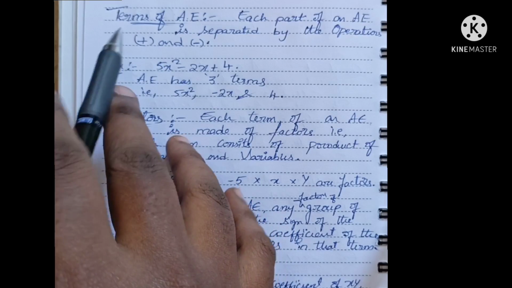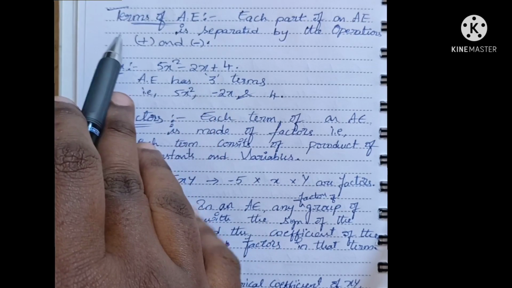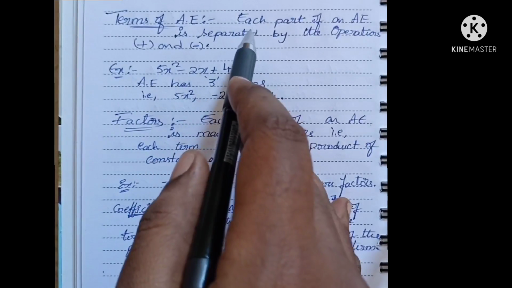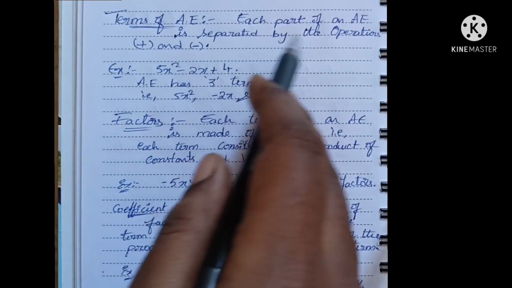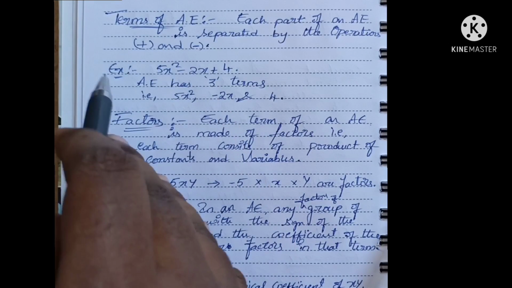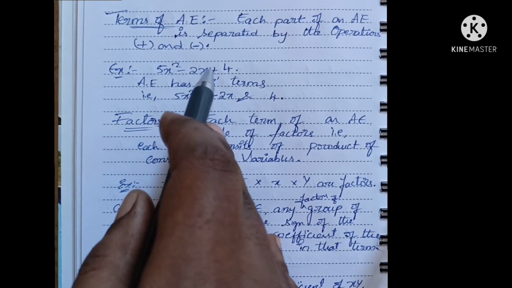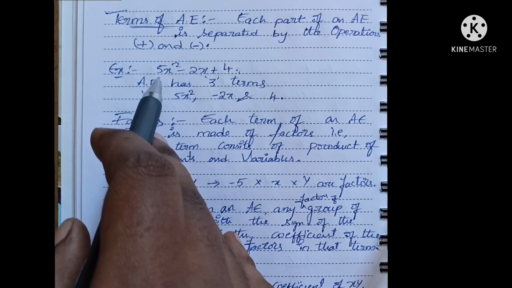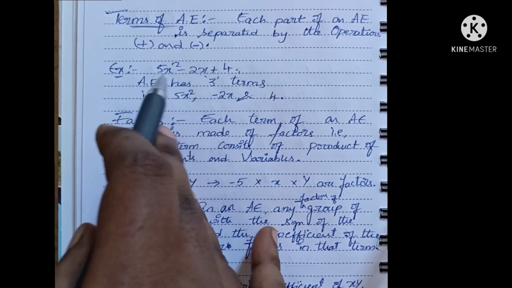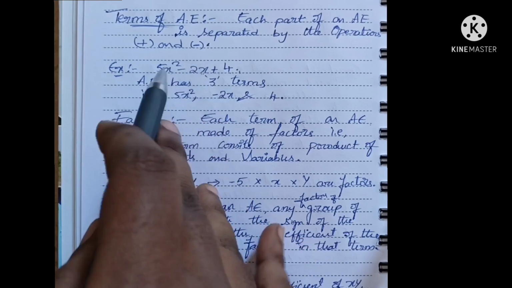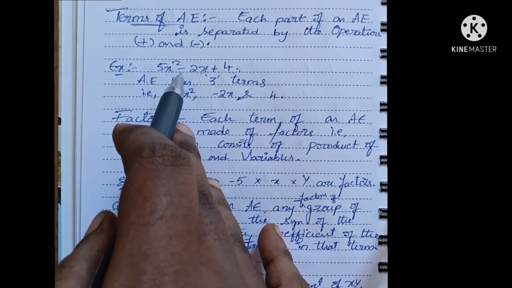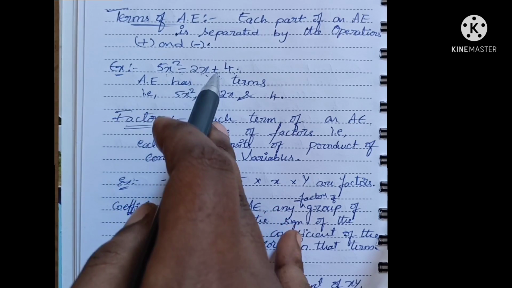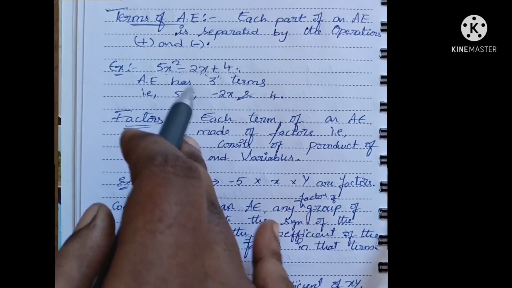Now let us see what the terms of an AE are. Already we have used the word terms, isn't it? So let us see once again the definition. Each part of an AE is separated by the operations plus and minus. For example, 5x square minus 2x plus 4. So as we discussed before, 5x square, 2x and 4 are the three terms which are separated by the operations plus or minus. So this AE has three terms.